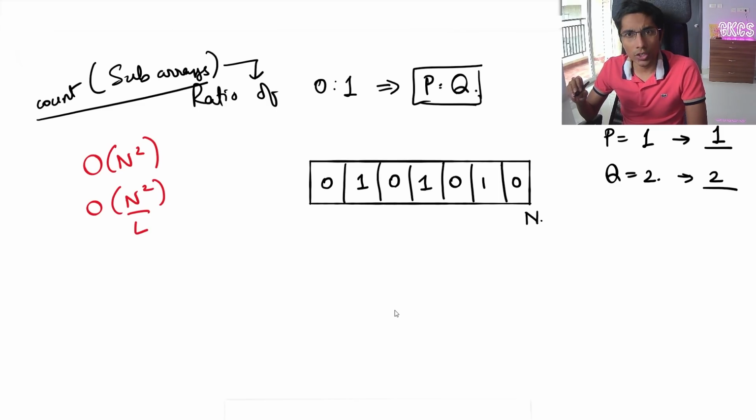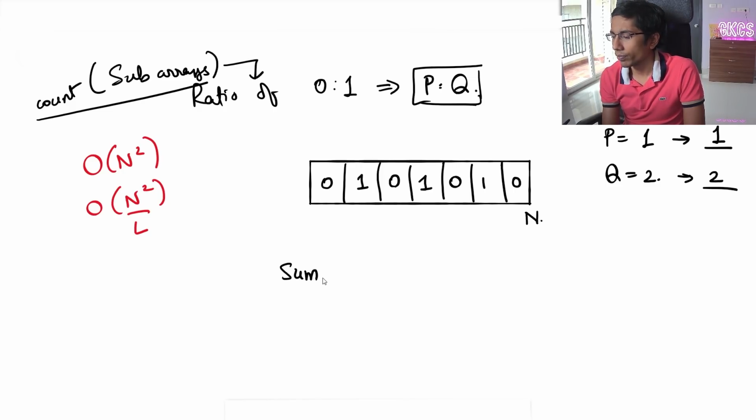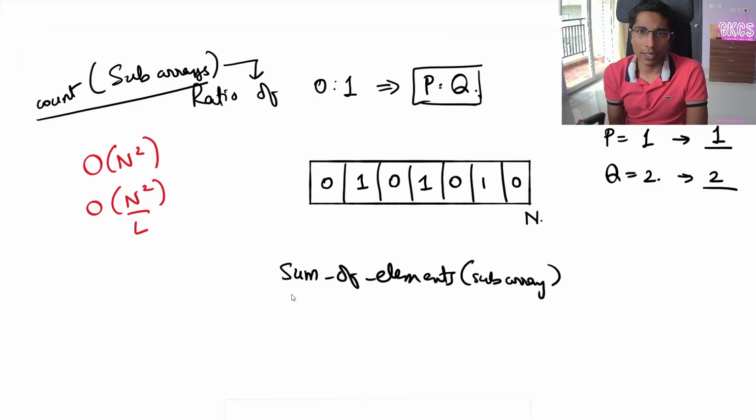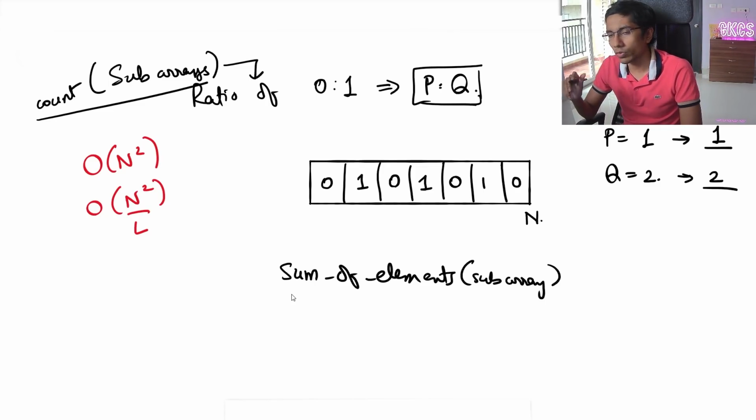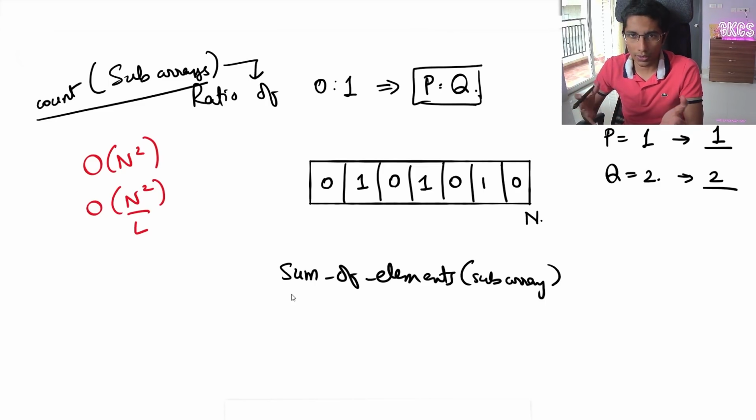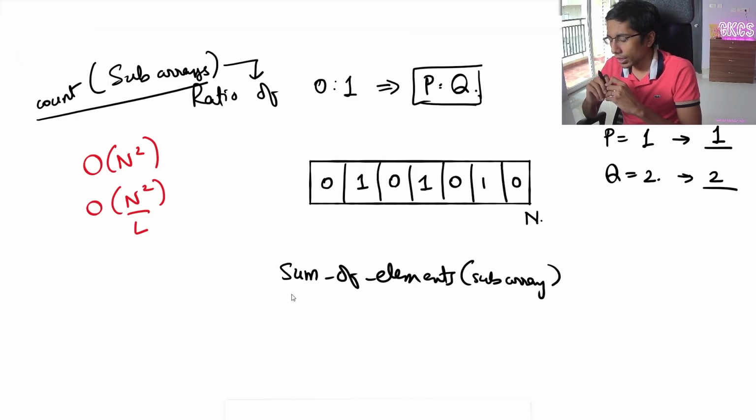Let's try to convert this question into something that we understand. When we are talking about subarrays, one of the things that we are quite comfortable with is the sum of elements in a subarray. That's what we are doing with prefix sums also. Effectively, what we are doing is trying to see how many ones or zeros exist, so we are trying to find a sum.